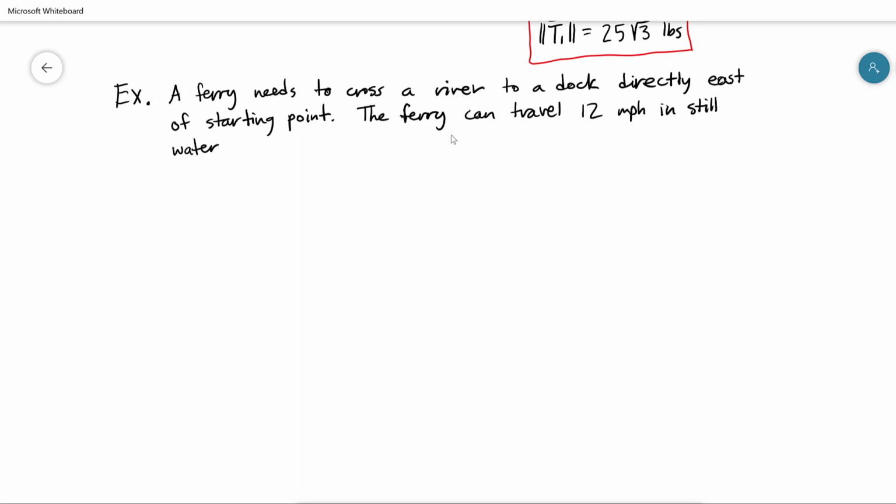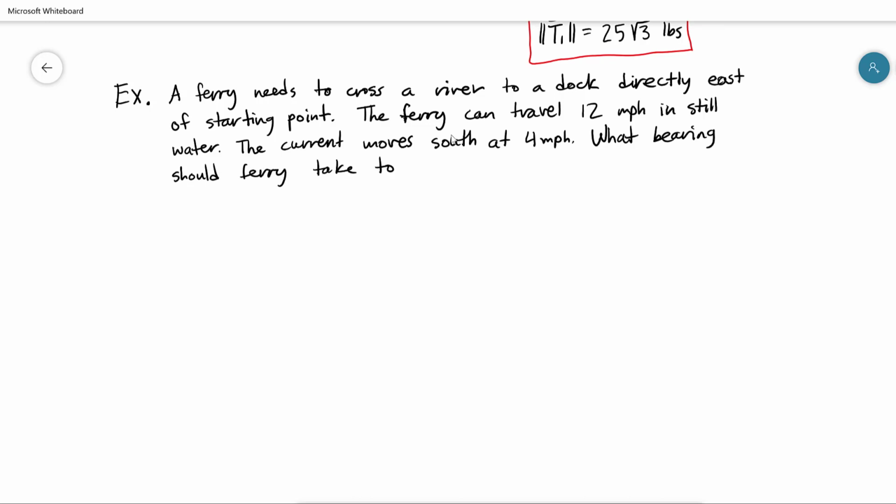So if it was just on a pond or a lake where the water wasn't moving, it could go 12 miles per hour. The current of the river moves due south at, let's say, 4 miles per hour. What bearing should the ferry take? So basically, what direction does the ferry need to aim to cross the river?